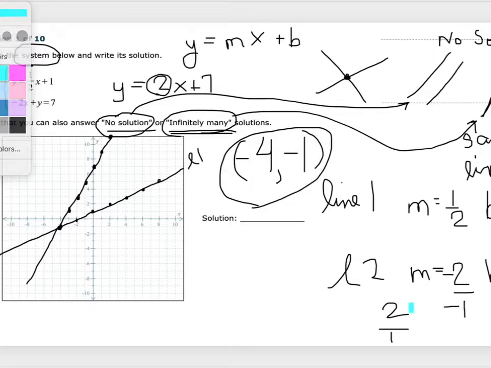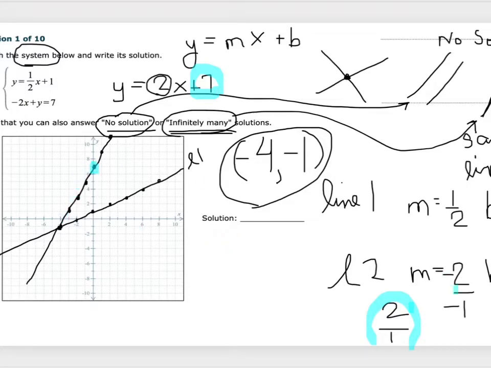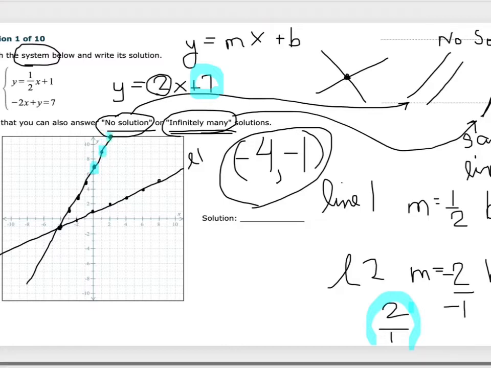So let's go with 2 over 1, which is your rise over your run. Now, the rise, remember we start at a y-intercept of 7 because of that 7 right there. So y-intercept of 7 is right here. And then we're going to do a rise of 2 and a run of 1. So from here, we're going to rise 2, run 1, and put a point. Rise 2 and run 1 and put a point.